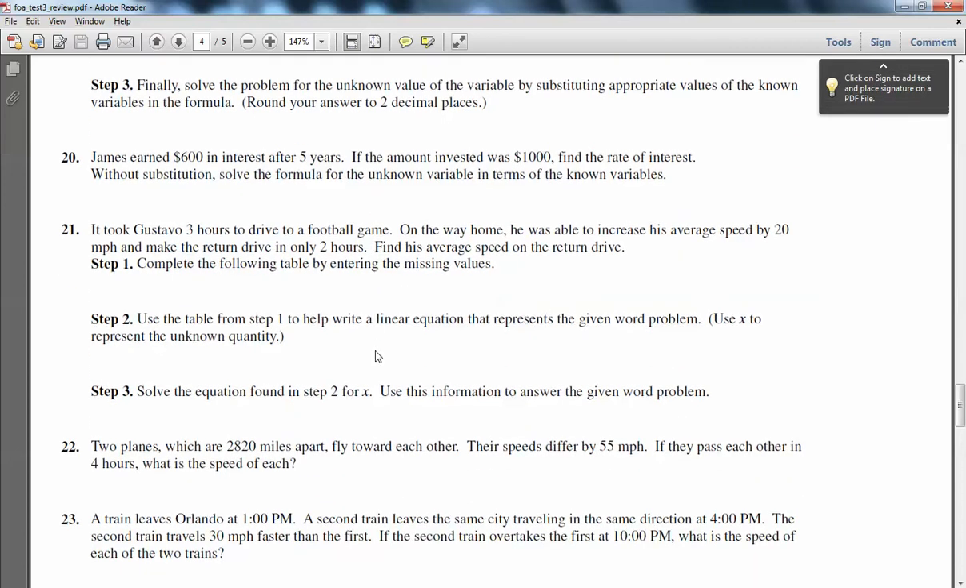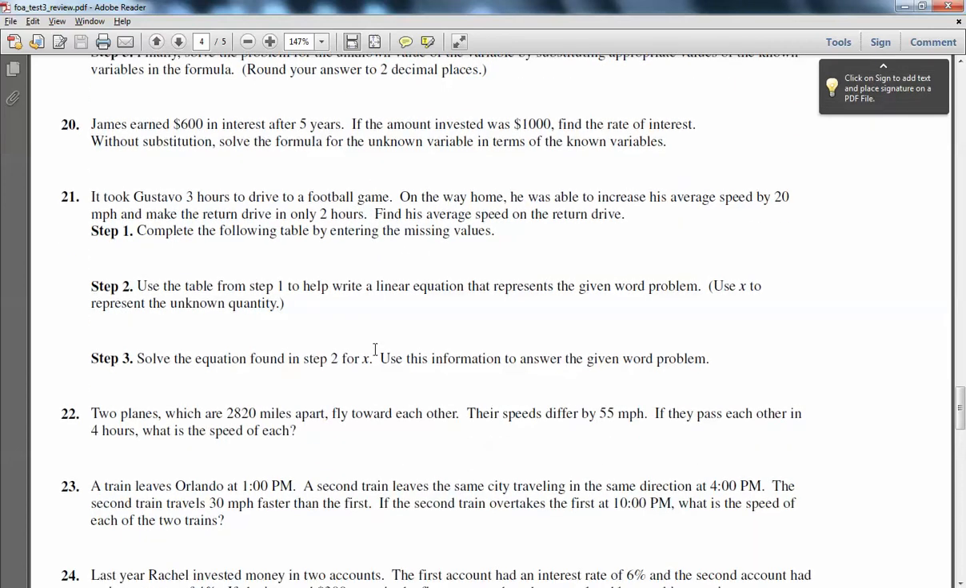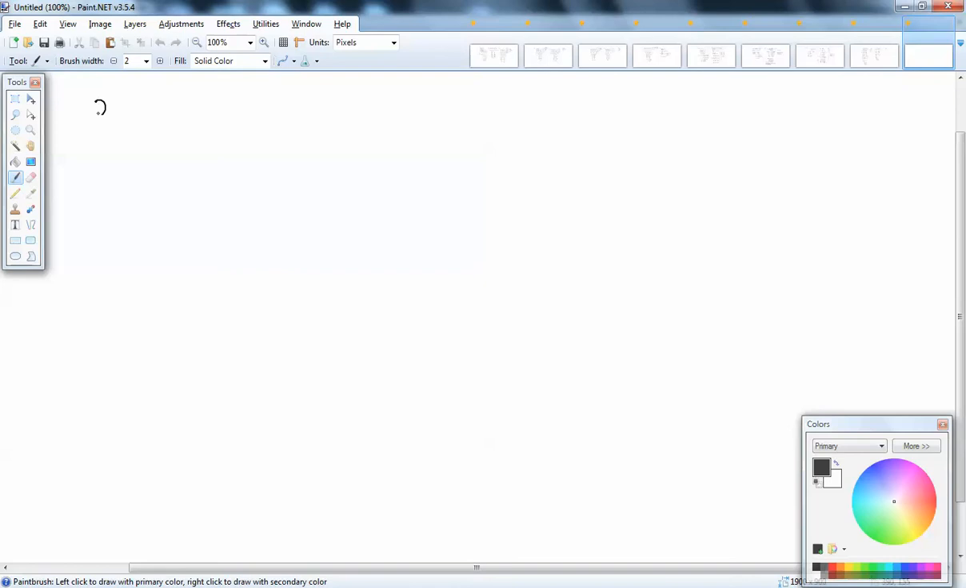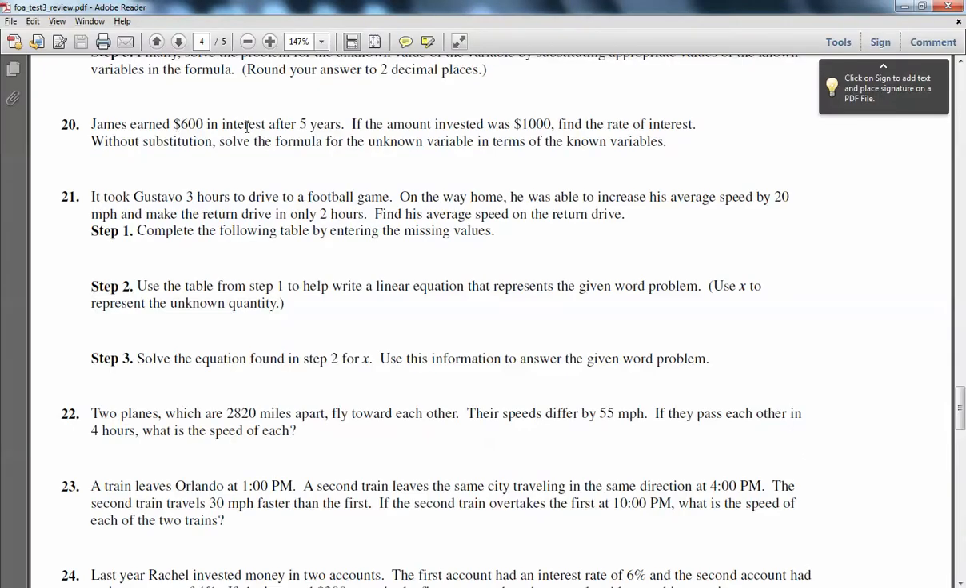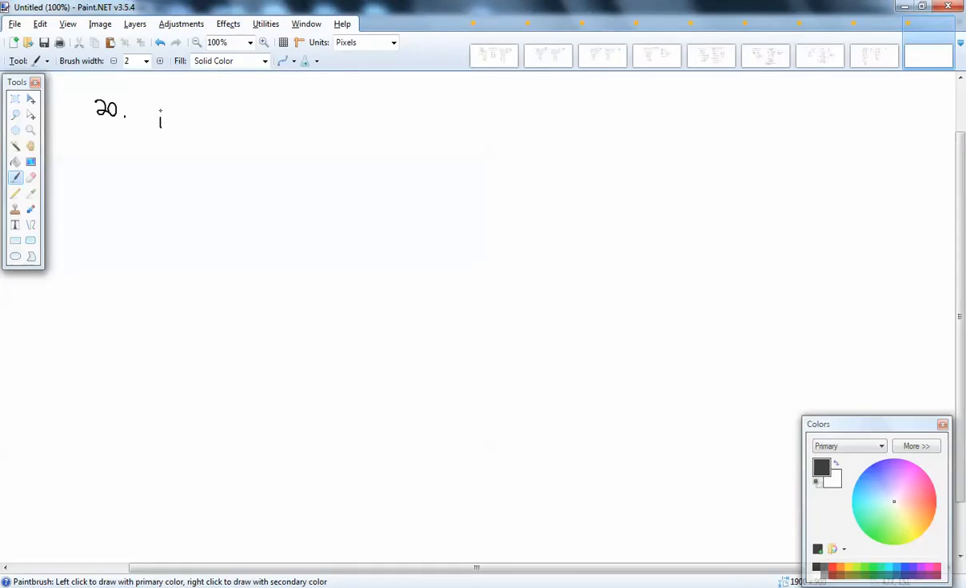Okay. Number 20. It says, James earned $600 in interest after 5 years. If the amount invested was $1,000, find the rate of interest. Okay, so this is an interest problem.